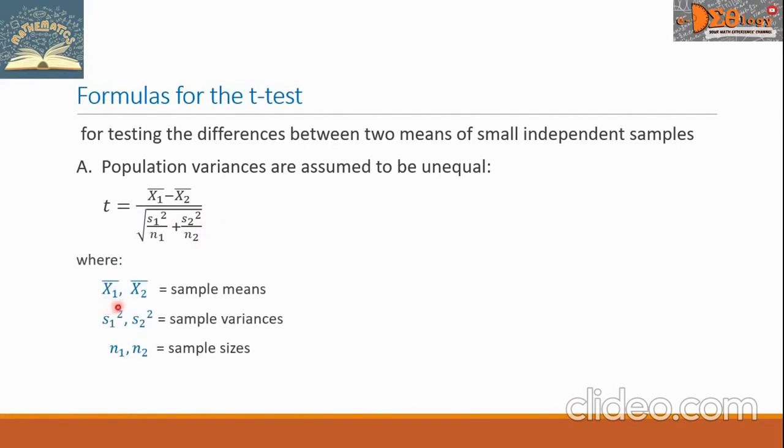This x bar sub 1 and x bar sub 2 are the sample means. The s sub 1 square and the s sub 2 square are the sample variances, while n are the sample sizes. Since we are using t-test, we need to have degrees of freedom, and this is the formula. It can be n sub 1 minus 1 or n sub 2 minus 1. Take note, we're going to use whichever is smaller.